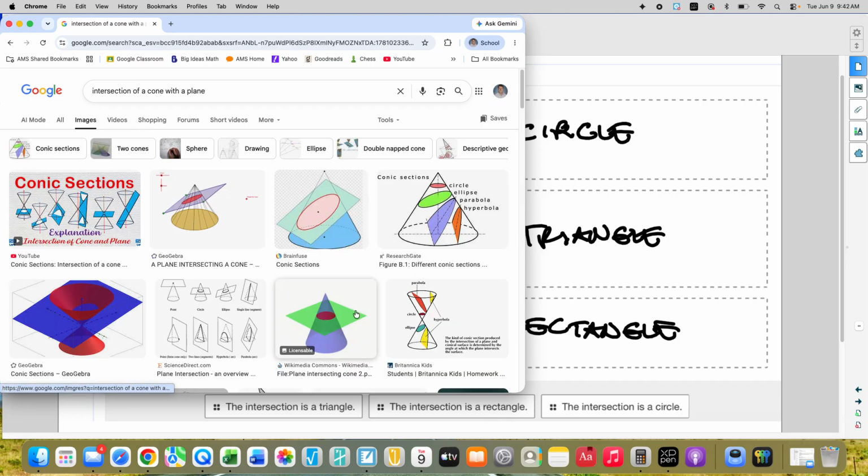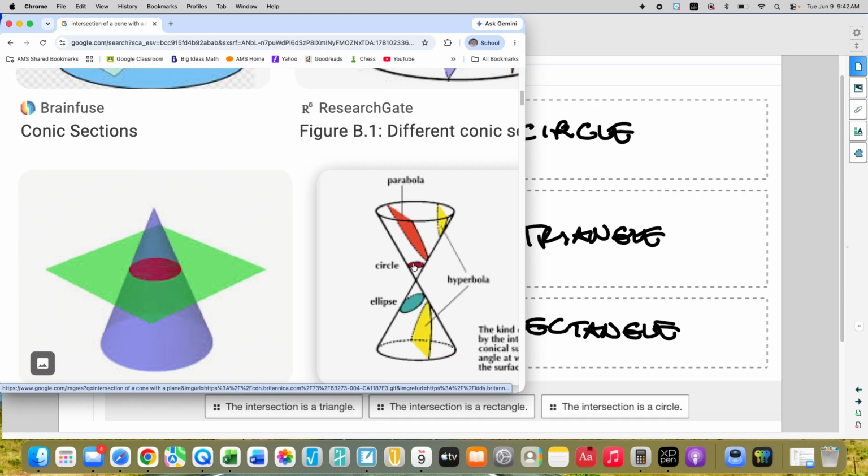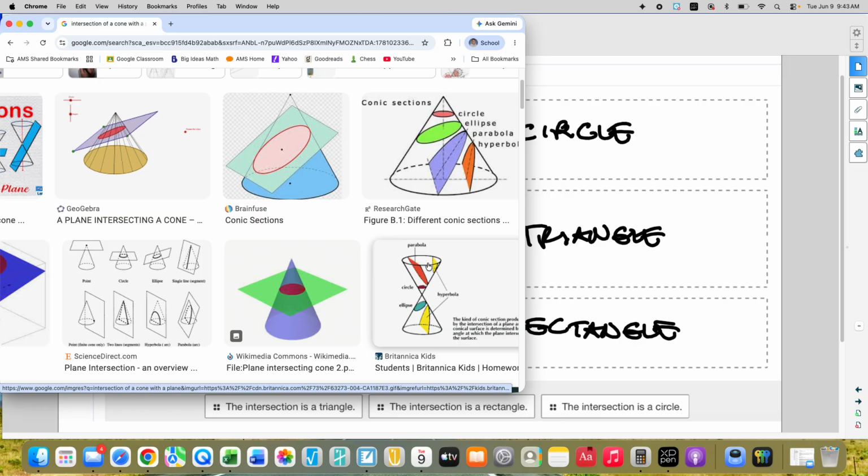So we notice that you can get a circle if it's parallel to its base. Here we go. Look at this one too, that's pretty cool. We can get a circle, we can get an ellipse, we can get a hyperbola, and then we can get a parabola also. So that's kind of nerded out. And here's another good example. You get a point, you get a circle, you get an ellipse, and then you can get a single line if that plane is along there.